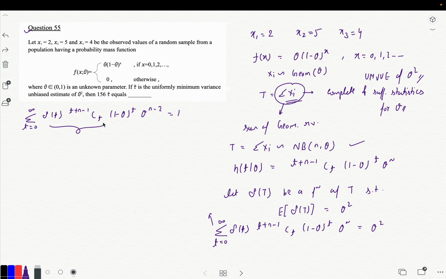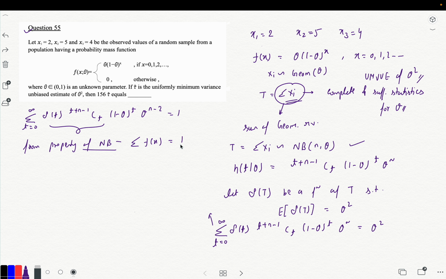Okay. Now from the property of negative binomial, or you can say from the property of any distribution, it is true for every distribution that the summation of f of x is always equal to 1. That is basically the sum of probability is 1. So we are going to apply that the sum of probability is 1.